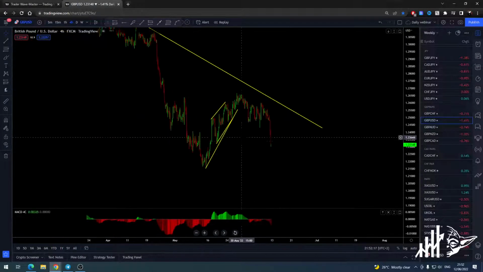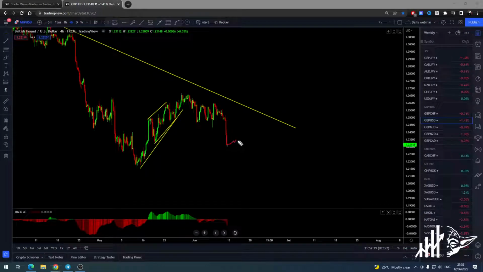Pound USD is already pushing lower. How far will it go? It will probably correct over there and then the previous low will be your target. So wait for this correction this week, probably till the Wednesday.